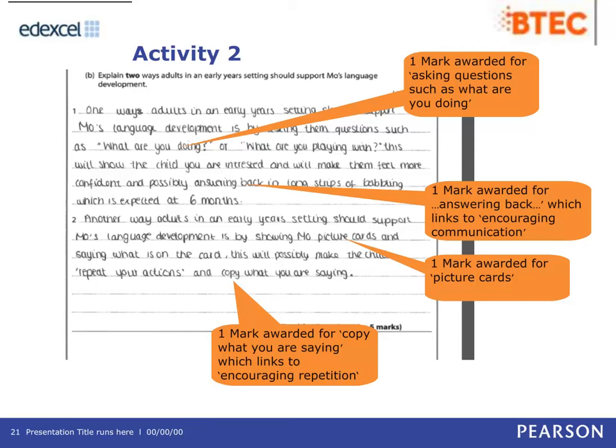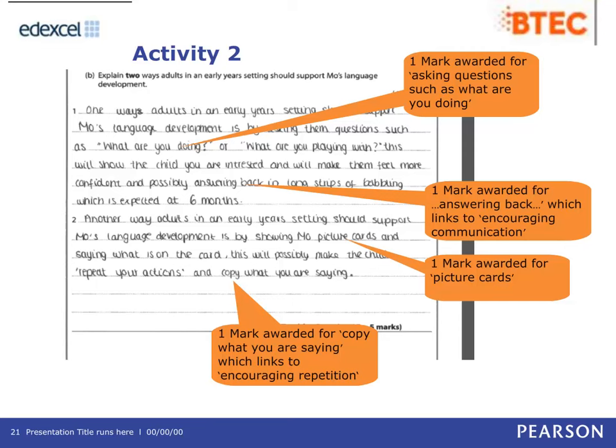The learner has been awarded a total of 4 marks for this question. In the first example, they have been awarded 1 mark for asking questions such as, "What are you doing?" and 1 further mark for a linked response, answering back, which links to encouraging communication.